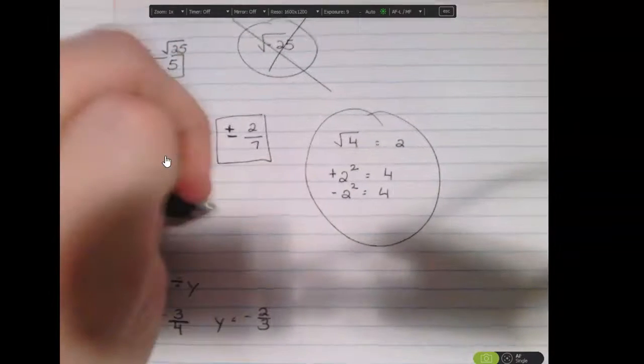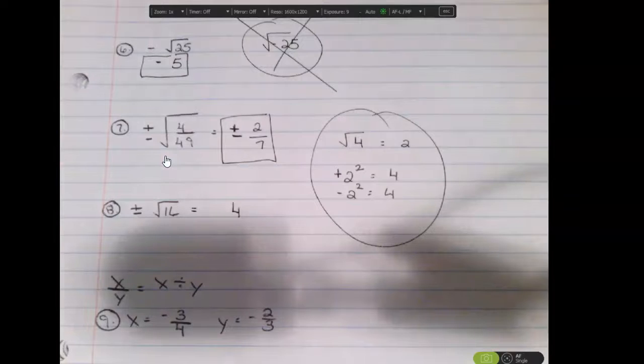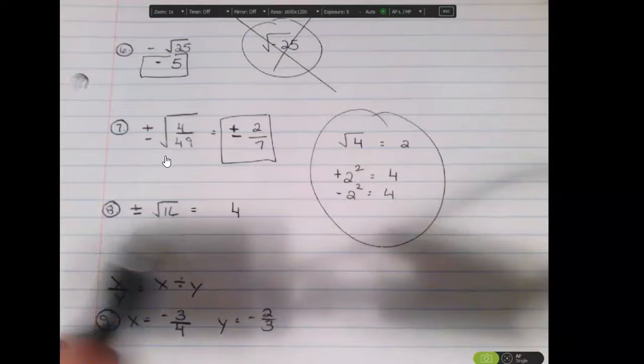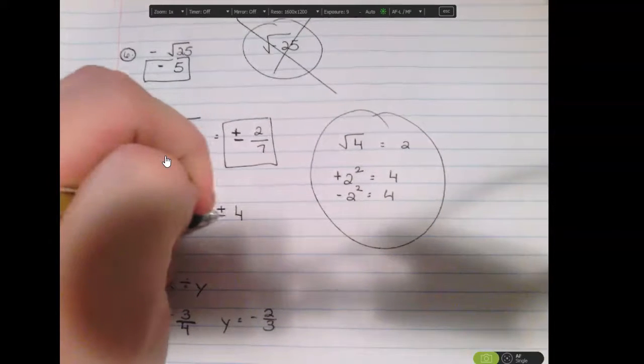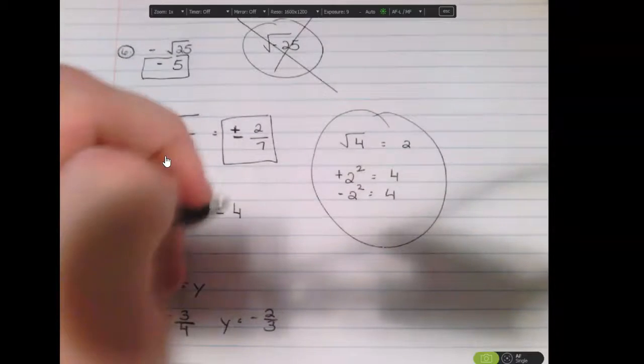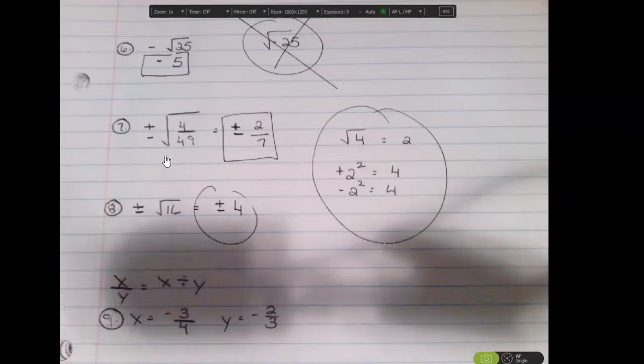And when I simplify it, it's going to be equal to 4, because 4 times 4 is equal to 16. And then again, I'm just going to continue by keeping that same sign out front. So plus or minus. And what that means is, again, 4 squared is 16, and -4 squared is also equal to 16.